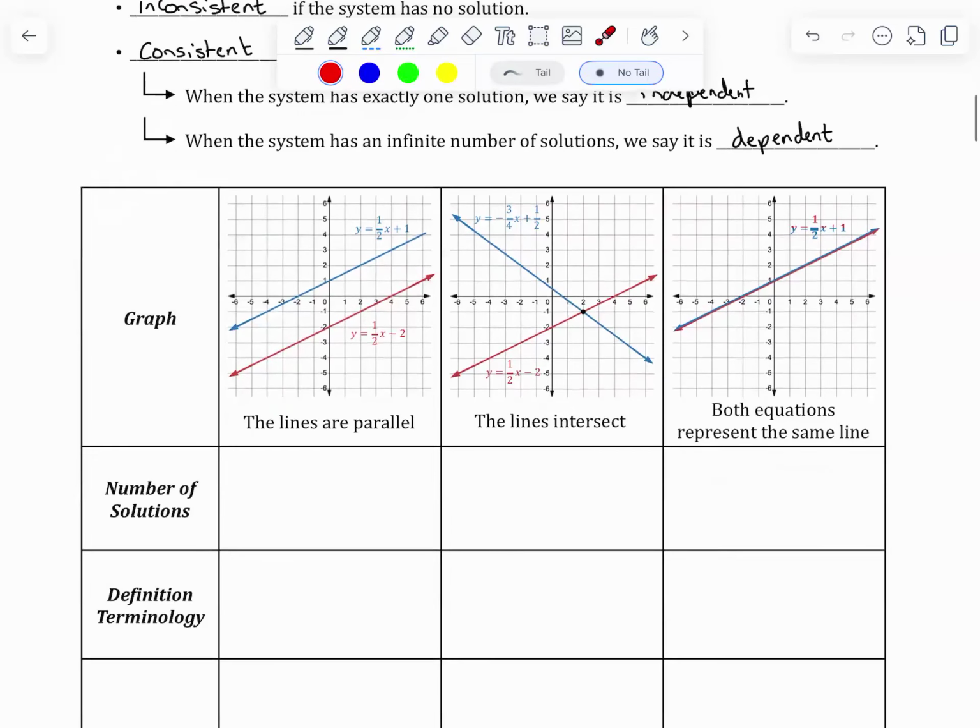The other option would be that they intersect like this, in which case I've got the equations of the lines listed. This point right here is the solution, and there's only one. There's a unique solution, one solution.